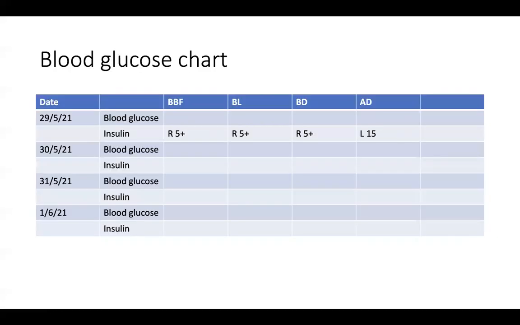Next, we come to the blood glucose chart. How are we going to record the blood glucose? We're going to record it in this manner. This is the date. Here you will fill the blood glucose value, and here you will provide the insulin doses. As we decided in the previous example, the doses are L15, which is Lantus 15 units after dinner, then 5, 5, and 5 before breakfast, before lunch, and before dinner. The blood glucose will come here. Notice that I put a plus in front of the 5, and I will explain what the plus means.